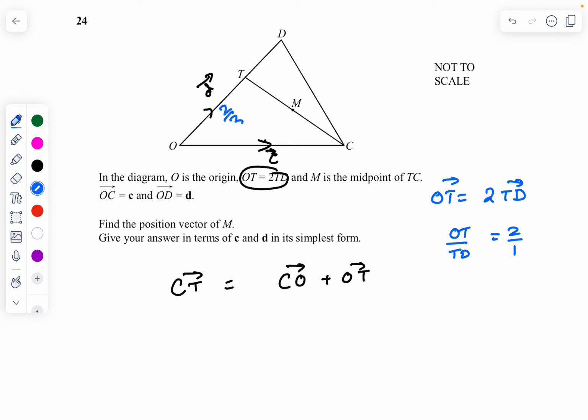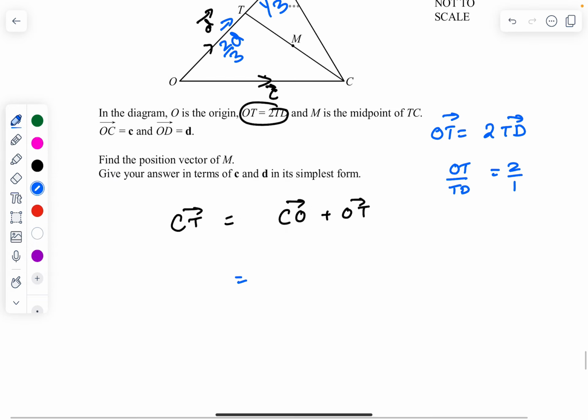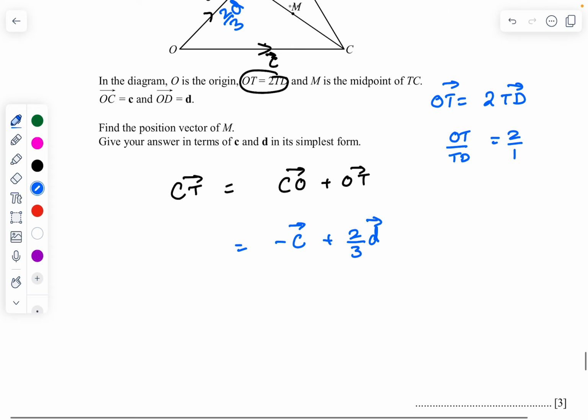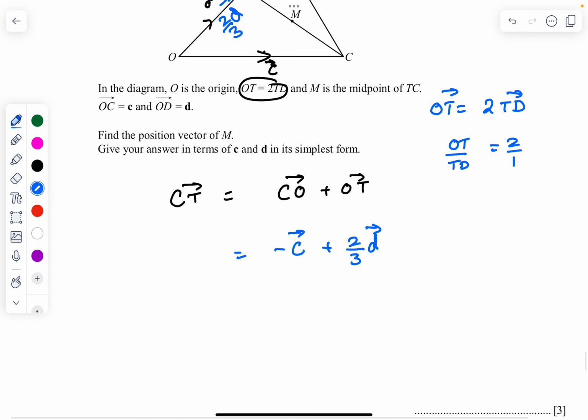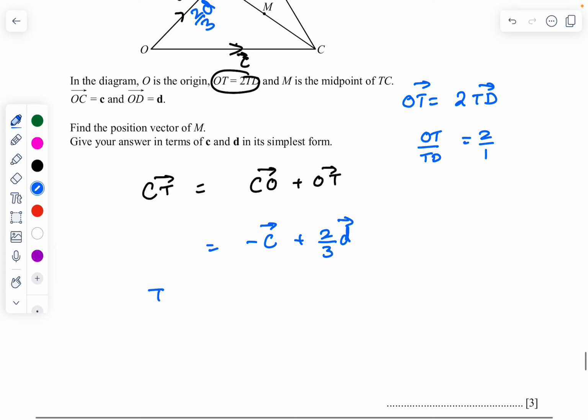This is 2 out of 3 parts and this is 1 out of 3 parts for D. So OT is nothing but 2 out of 3 D. So now what will be CT? CT becomes OC, in the opposite direction, minus C, plus OT, which is 2 out of 3 times D. This is CT. Or I can write TC equals C minus 2 upon 3 D. Either way is going to be the correct answer.